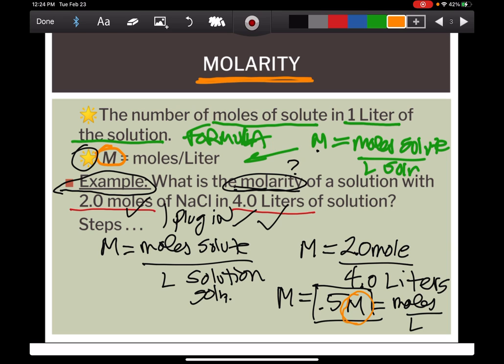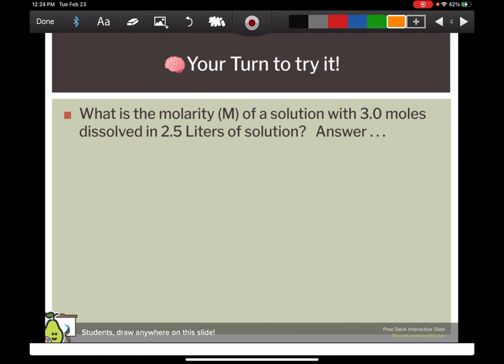A very easy one I wanted you to see. Now I'm going to give you a second one here, and I want you to try it yourself. So stop the video, try it yourself. It's just like the one I just did. And then I'll go ahead and solve it for you.